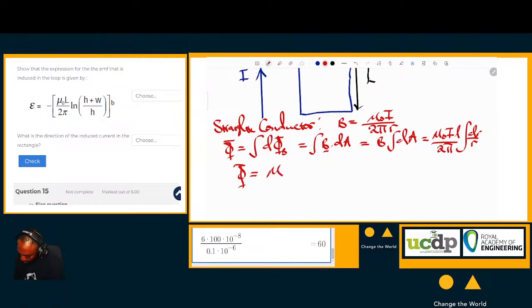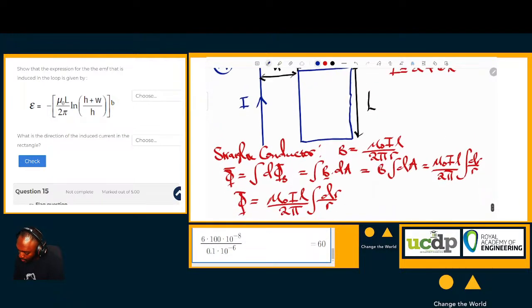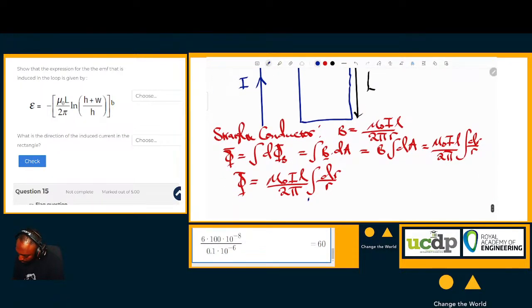So this is just mu naught over 2 pi, because the distance is changing. That's why I factor that out, so we integrate dr over r. And here we've got limits from the lower limit, which is h, to h plus w.